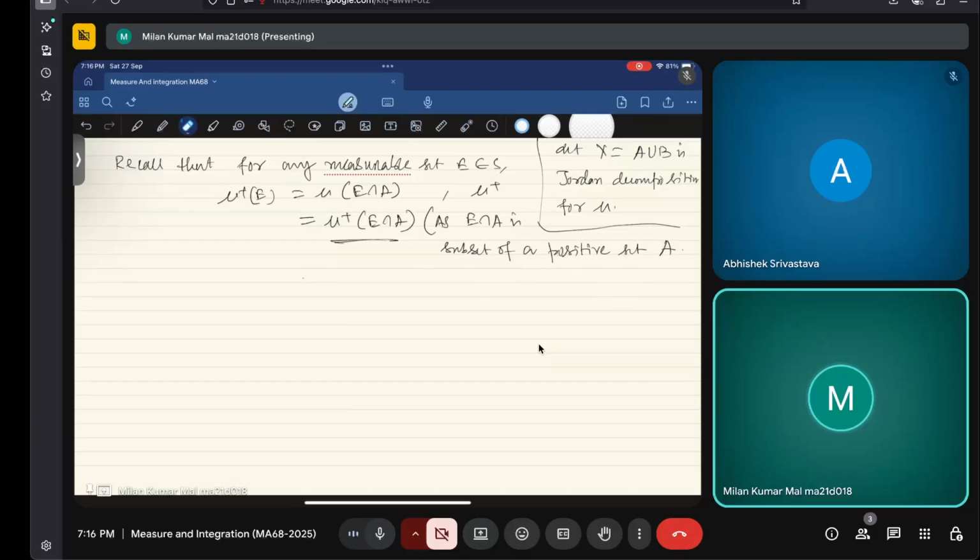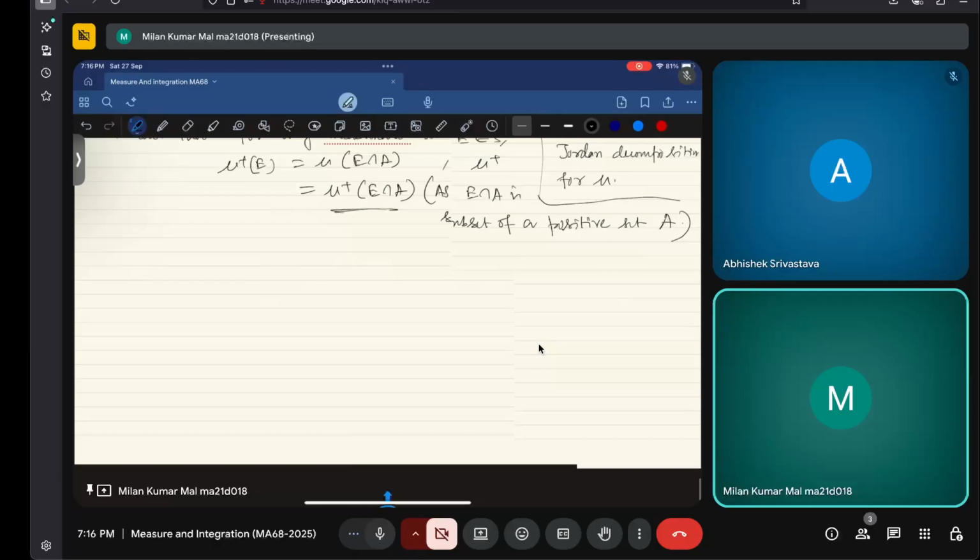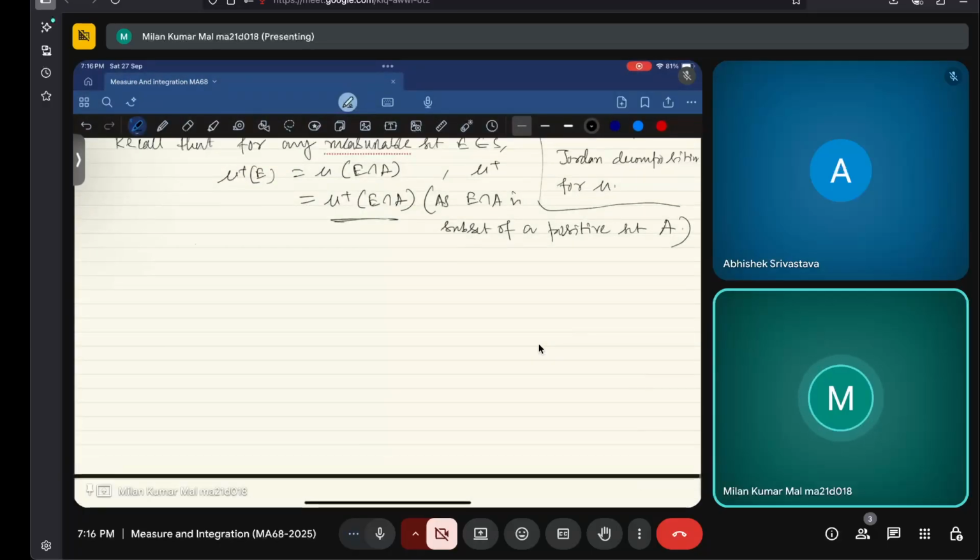Mu of E intersection A is mu plus of E intersection A minus mu minus of E intersection A. Now, as E intersection A is a subset of A, and mu plus is a positive measure and this is negative, that has to be zero, because A is a positive set, and this is a subset of the positive set A. Similarly, one can obtain mu minus of E is equal to mu of E intersection B, which turns out to be mu minus of E intersection B.